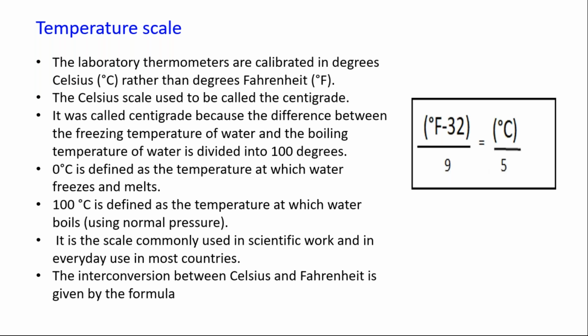The other scale that is used is the Kelvin scale, and the Kelvin scale is the degrees centigrade plus 273. So 0 degrees Celsius is 273 degrees Kelvin. So if you have 20 degrees Celsius, it will be 293 degrees Kelvin. Many calculations, especially the thermodynamic calculations, require that the temperature be given in the Kelvin scale.